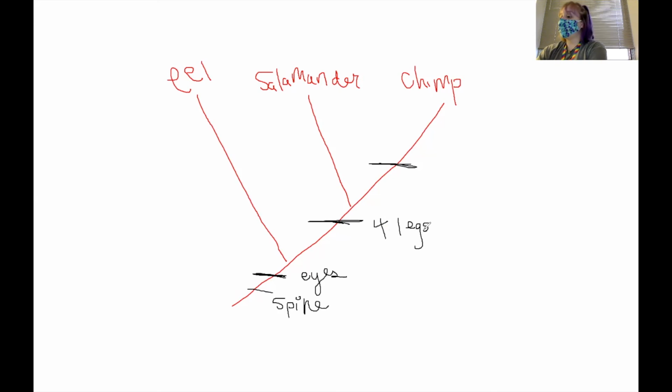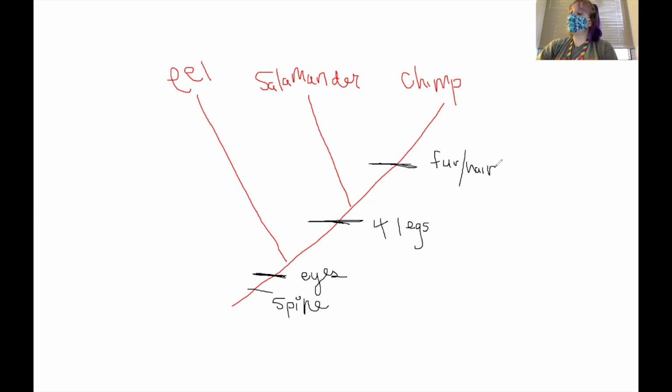All right, now that last characteristic, what is something that only chimps have? Fur, hair, yeah. Opposable thumbs, yeah. So we're going to do fur / hair, because I don't know how to spell opposable.